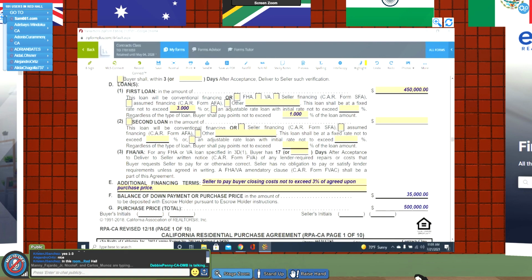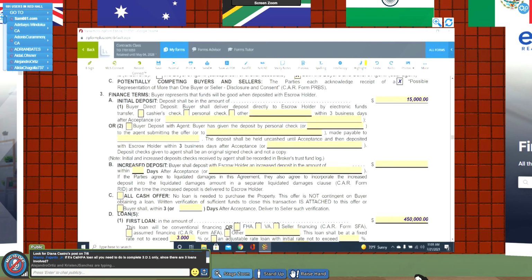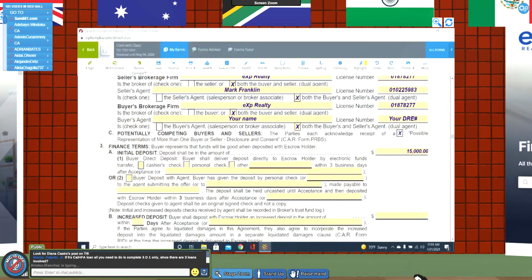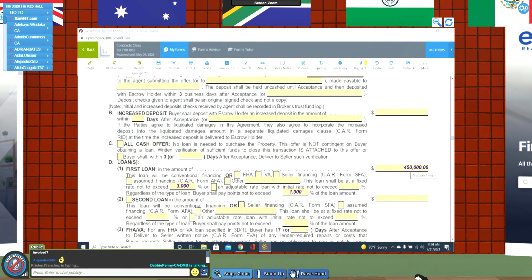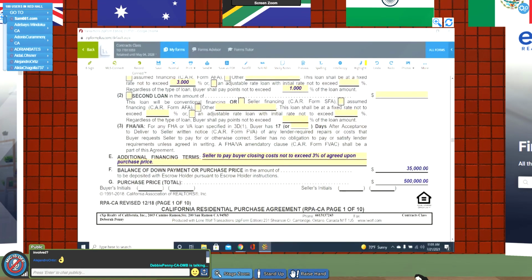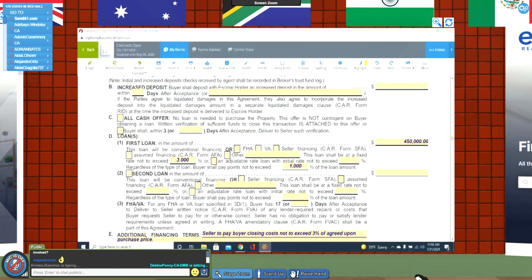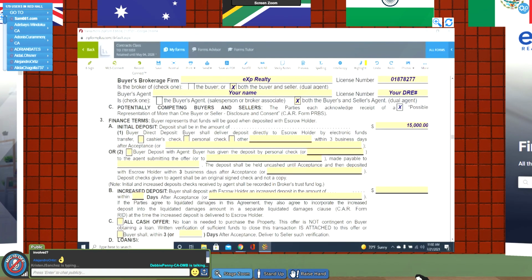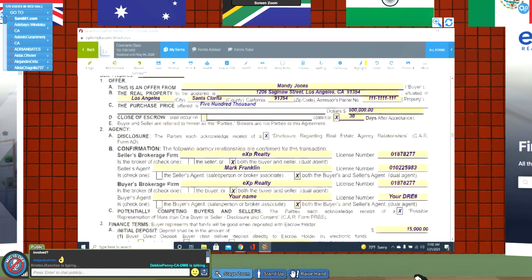Thank you. No problem. Okay, so guys, to wrap this up, if you filled in your interest or your deposit amount, your loan amount, it's going to give you an automatic figure down here of the balance of the down payment or purchase price. And then it will all add up again to your offered price. So 35,000 plus 450,000 plus 15,000 should equal 500,000 offered price. That's how you check your math.